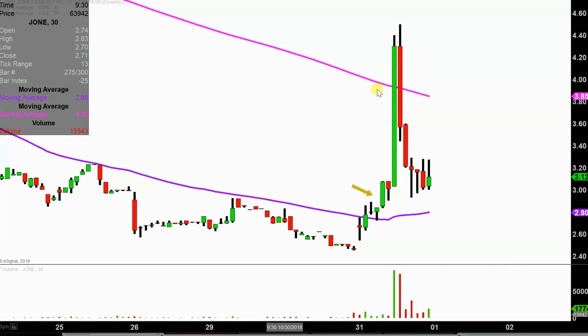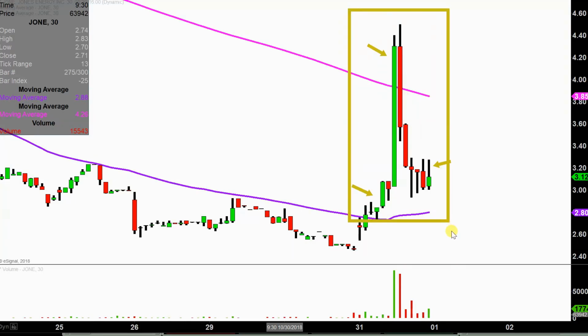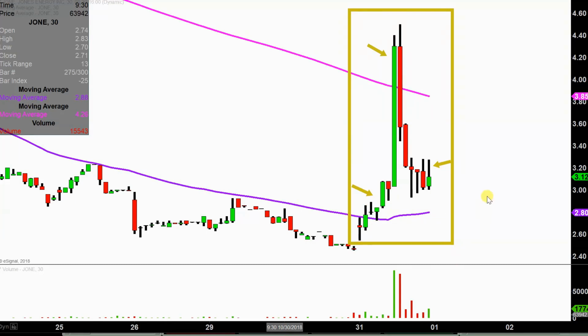Instead of each one of these candlesticks representing one day's worth of price action, which is what you would normally see, each one represents 30 minutes. So while this may look like several days' worth of time, it's just today's price action broken down into 30-minute time slices.